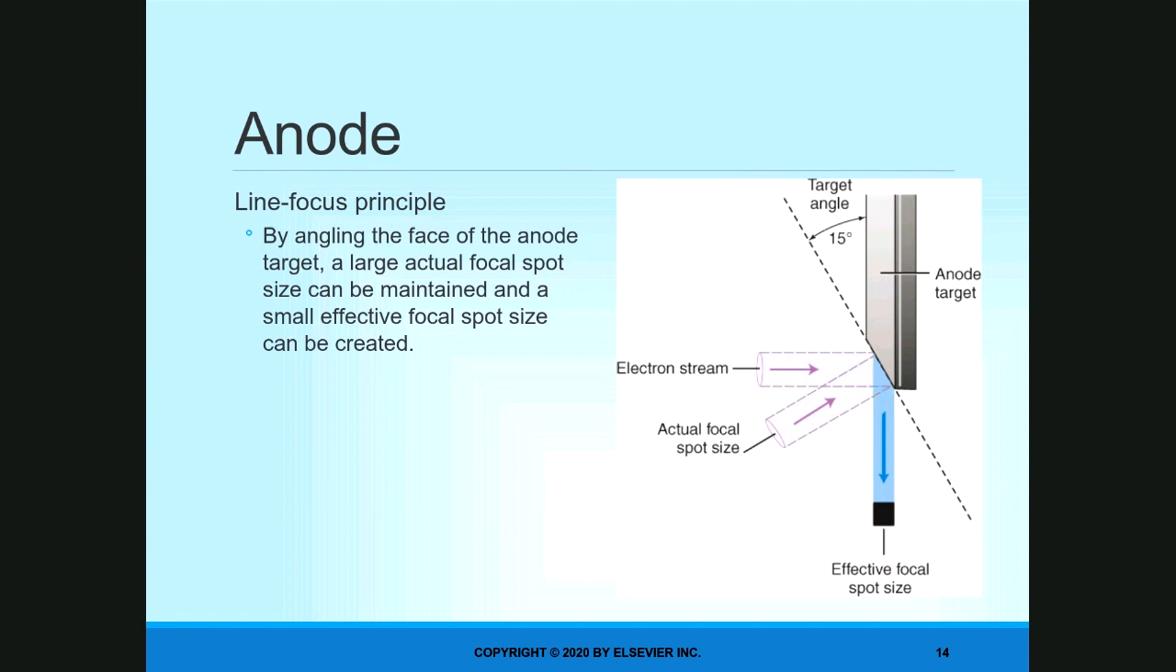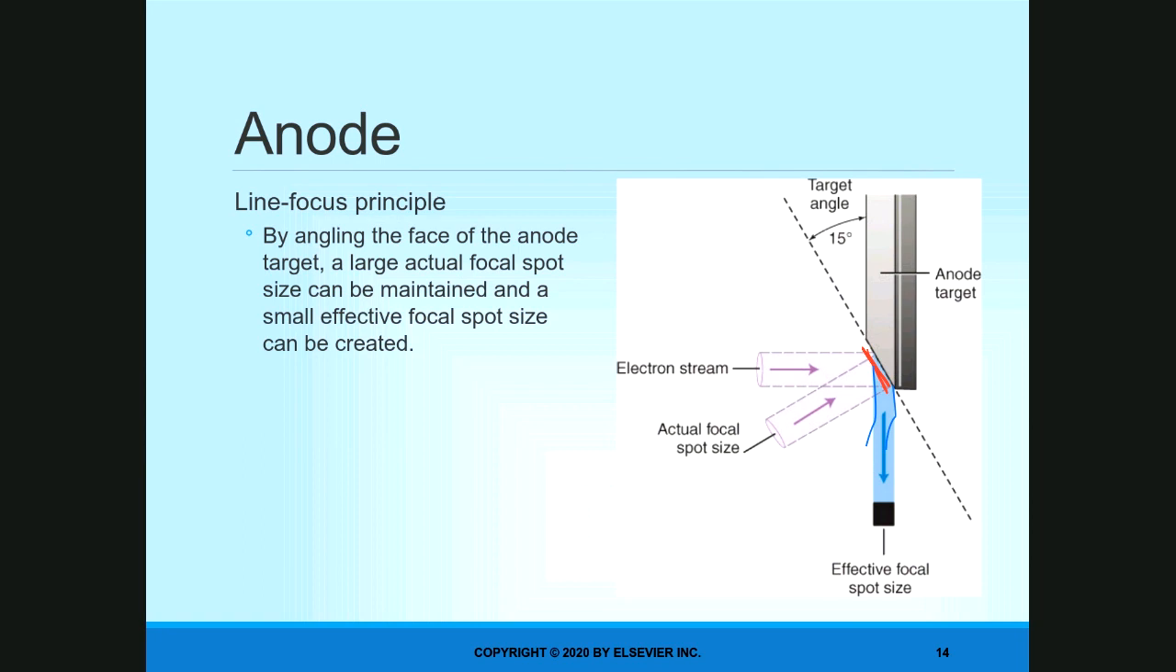Okay, the area that you're actually interacting with goes from here to here. You're interacting with that entire area. But when it comes out, I'll change colors for you. When it comes off of it, notice that it's coming off in this small area right here. Let me change the color to something you can see.